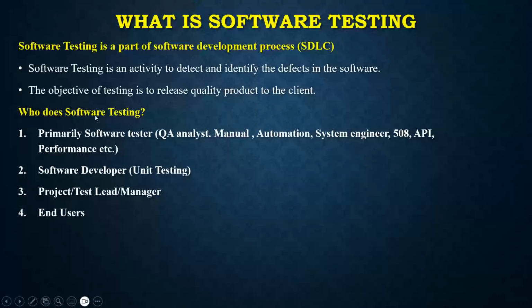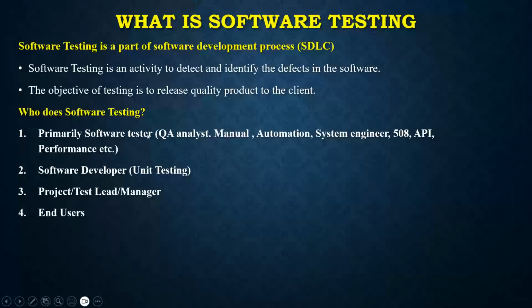So who does the software testing? In a team, probably you would not be a single person to do the software testing. Sometimes the primary software testers are doing the software testing. Like software tester, we also call it QA analyst, quality assurance analyst, manual tester, automated tester, system engineer, FIFO tester, API application programming interface tester, performance tester.